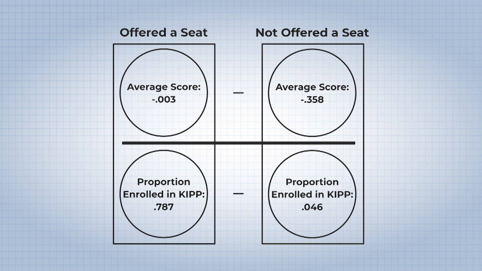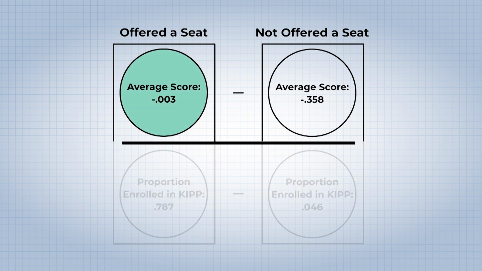This graphic shows KIPP middle school applicants' math scores 1 year after applying to KIPP. The entries above the line show that KIPP applicants who were offered a seat have standardized math scores close to zero, that is, near the state average. As before, we're working with standardized score data that has a mean of 0 and a standard deviation of 1. Because KIPP applicants start with fourth grade scores that are roughly 0.3 standard deviations below the state mean, achievement at the level of the state average is impressive.